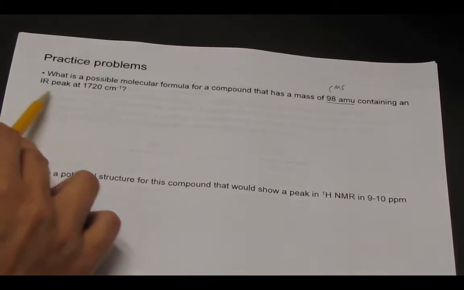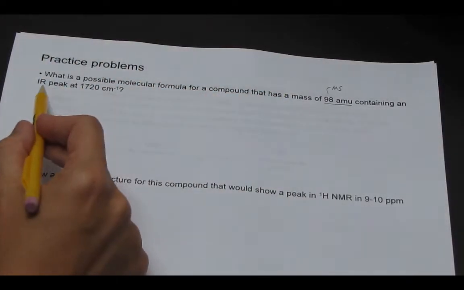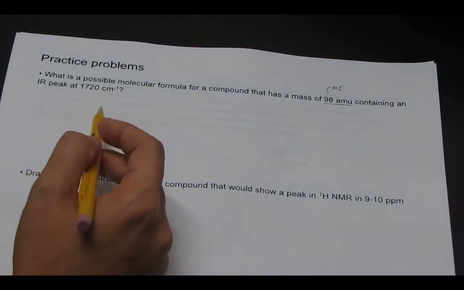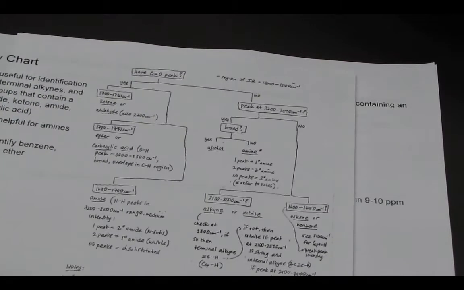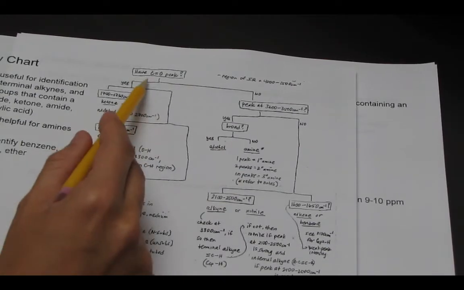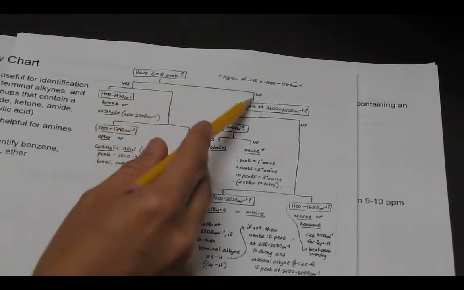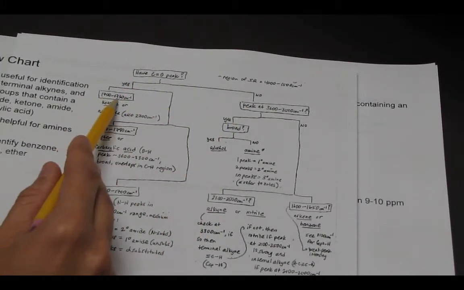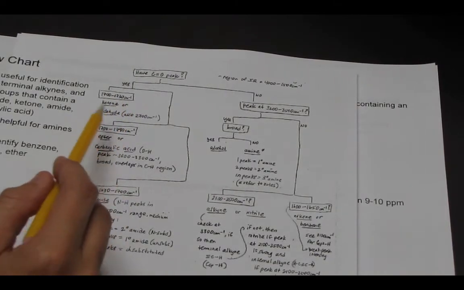And it also has a peak in the IR at 1720 centimeters inverse. Okay, so let's take those two aspects separately at first. The IR peak at 1720 centimeters, if we use our IR flowchart, basically what we're asking ourselves is what functional group could that be? And so that is in the C double bond O range, and so our answer here should be yes. And you can see 1700 to 1730, a peak in that range tells you ketone or aldehyde.